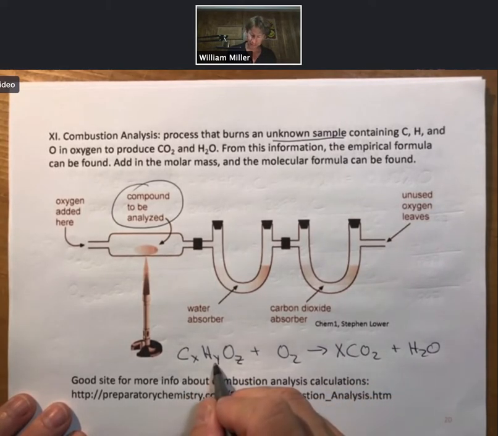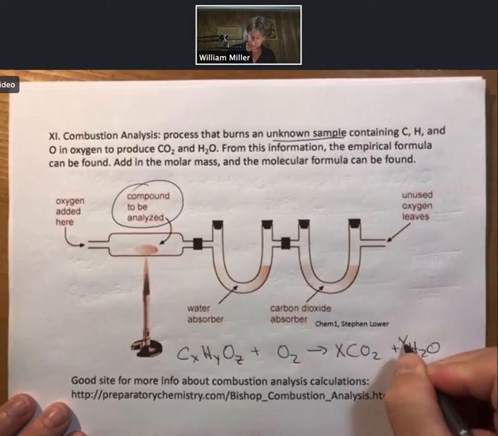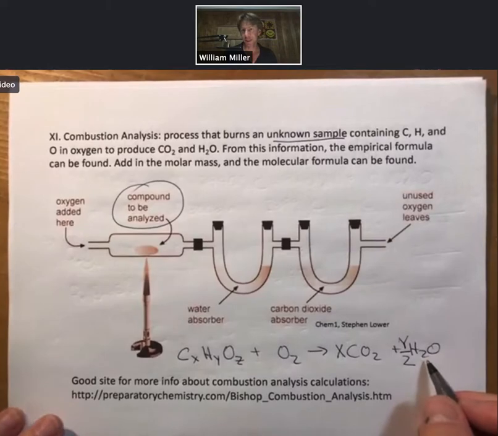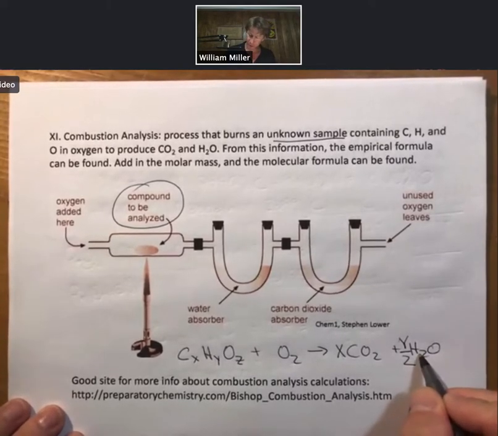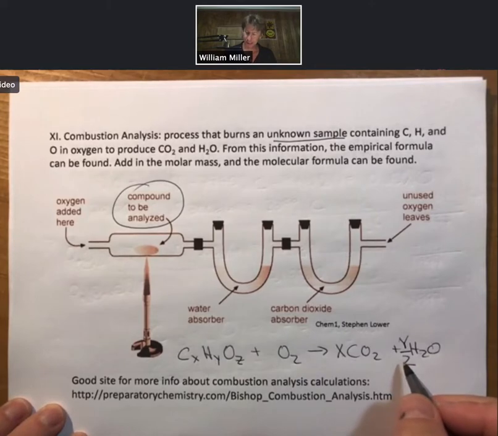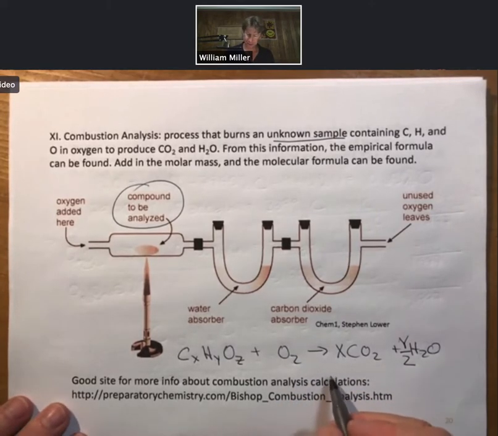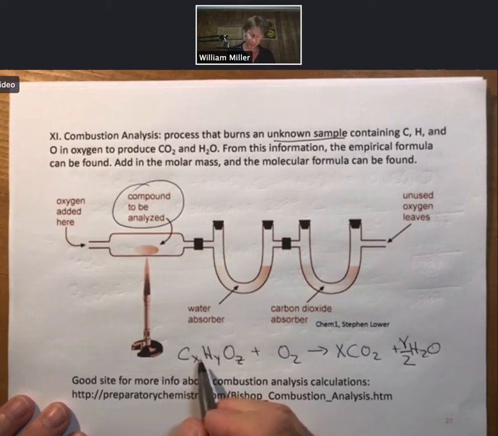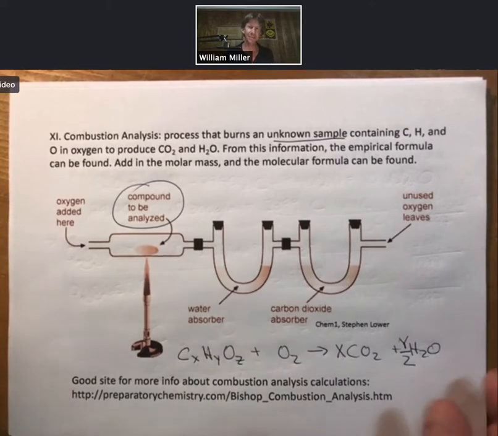For the Y, the subscript here, in H2O, in water or water vapor as the case may be, you're going to get hydrogens two at a time. So whatever the Y subscript is here, the coefficient will be Y over two. And we won't be able to calculate the oxygen from this, but similar to the hydrate problems before and some other problems, if you know how much unknown you have and how much carbon and hydrogen you have, you can figure out the oxygen. So that's the basis for this.